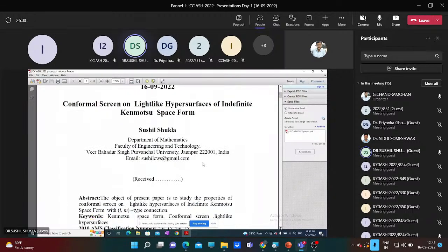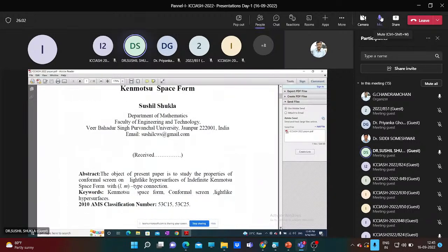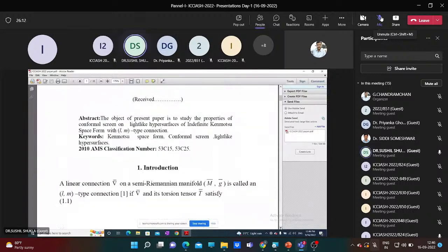The object of the present paper is to study the properties of conformal screen on light-like hypersurfaces of indefinite Kenmotsu space form with LM type connection. Before giving my results, here I want to describe some introductions.